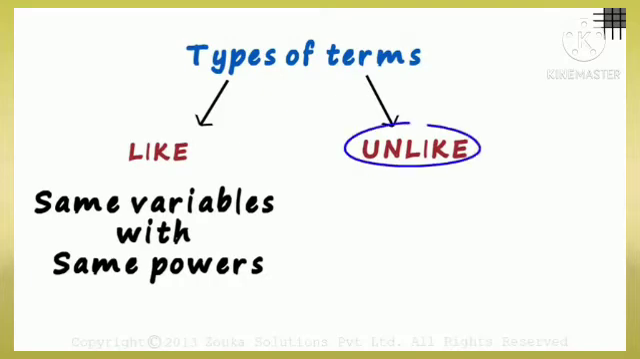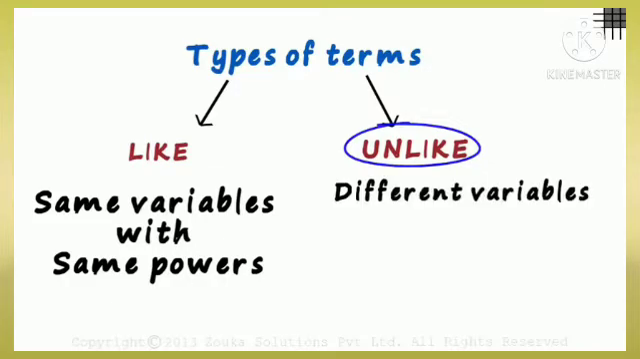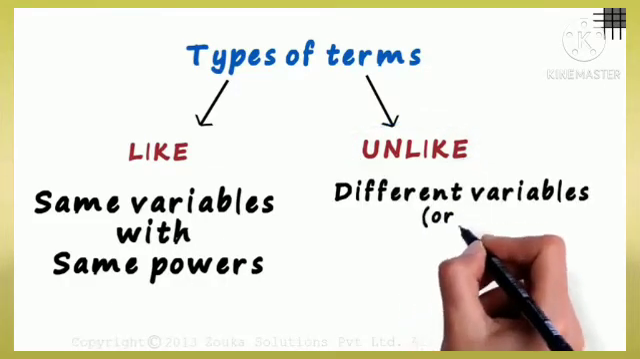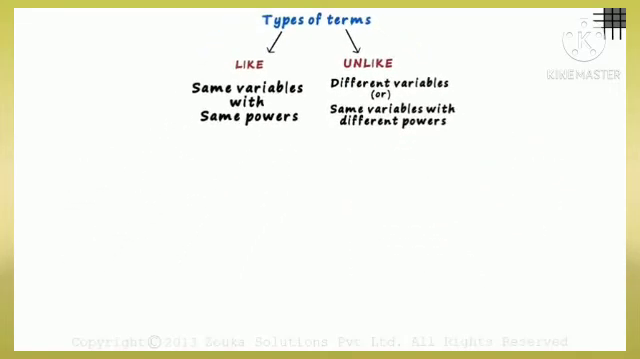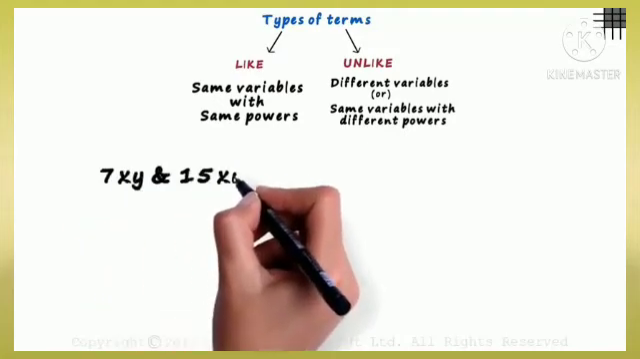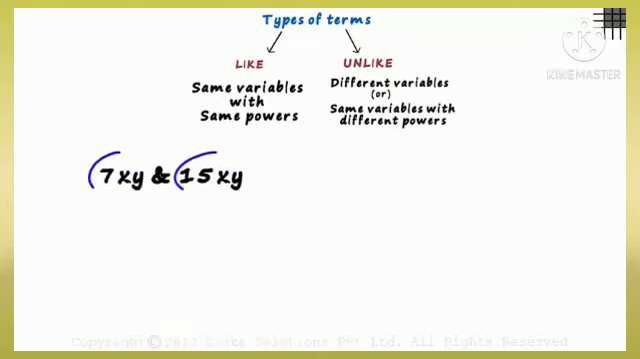When are they unlike then? Two terms are unlike if they have different variables or same variables with different powers. Let's zoom out and understand a couple of examples. Consider two terms, say 7xy and 15xy. Are these two terms like or unlike? Remember, to know the type, we just have to look at the variables and not the constants.